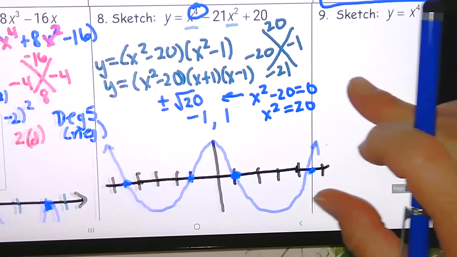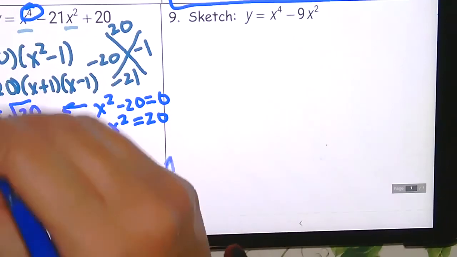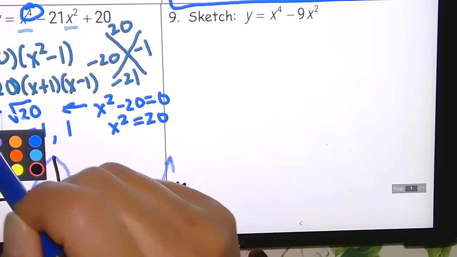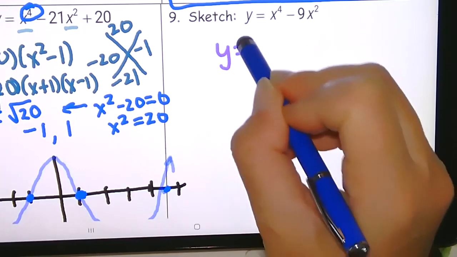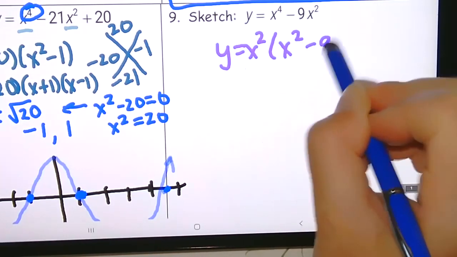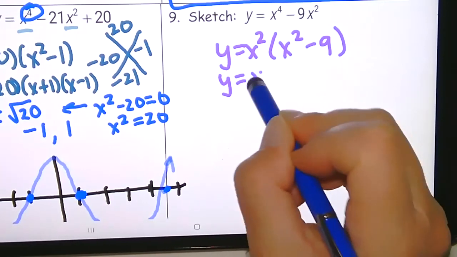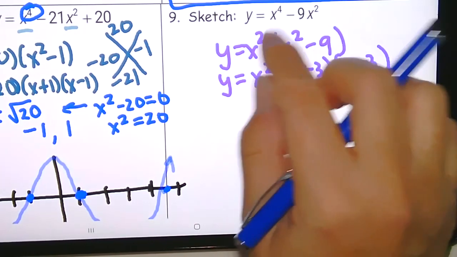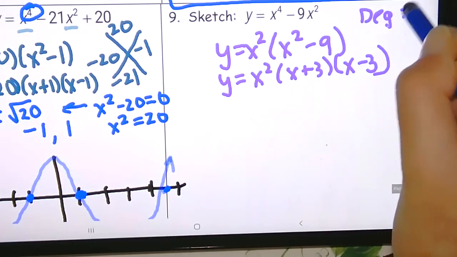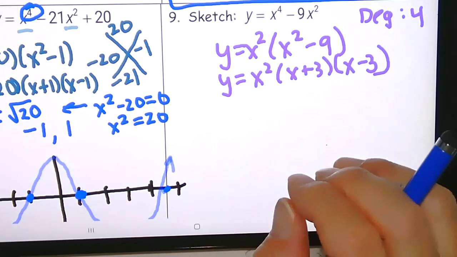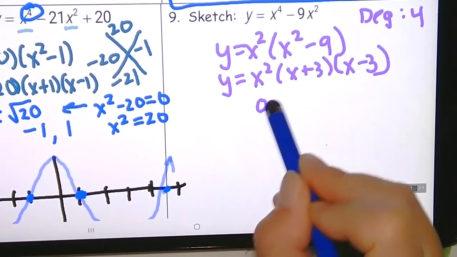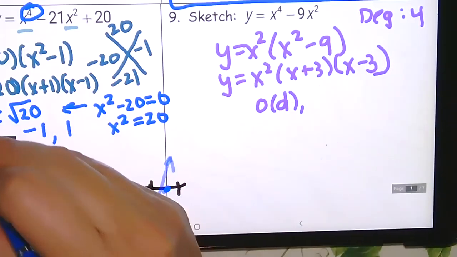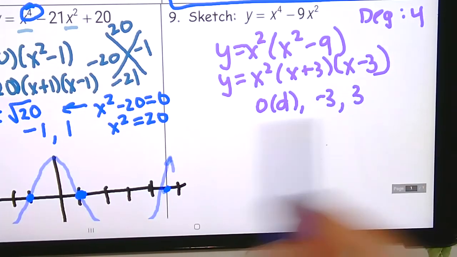And last one. This one, I can factor something out of everything, okay? And when I do, I'm going to have y equal x squared times x squared minus 9, where this is a difference of two squares. So I'm going to get x squared times x plus 3, x minus 3. So I got, well, here I can see that I've got 4. So now I'm going to get my zeros. So this is going to be 0, which is a double. This is going to be negative 3, which is a single, and positive 3, which is a single.